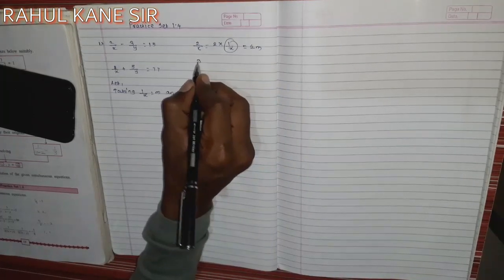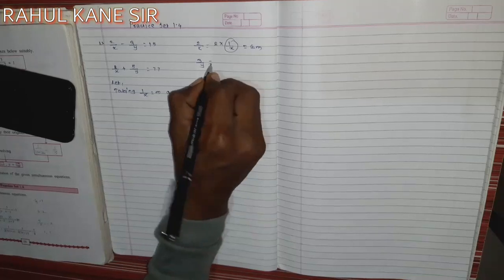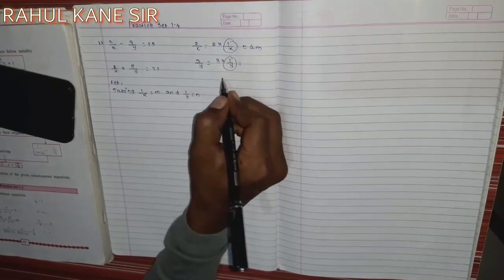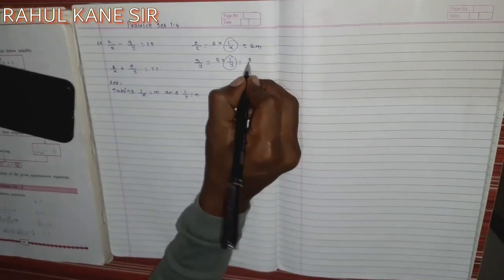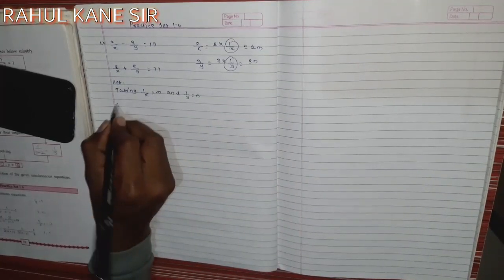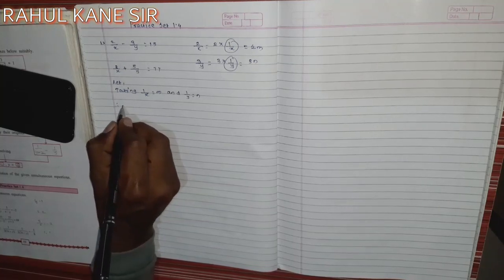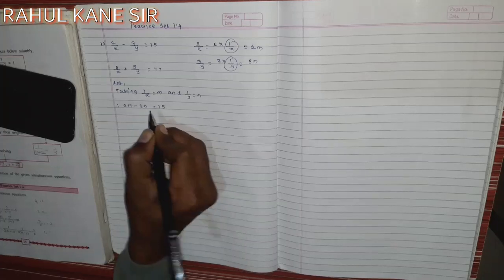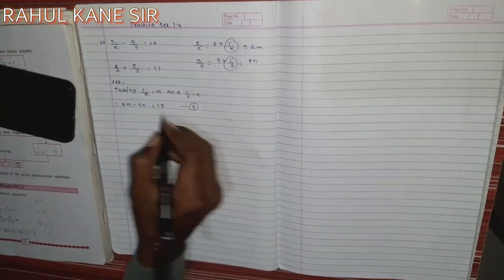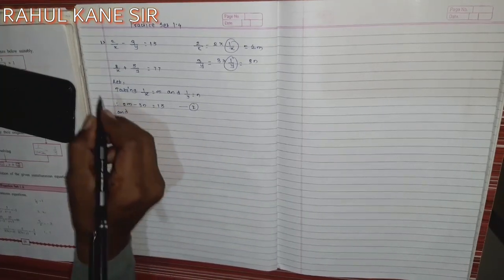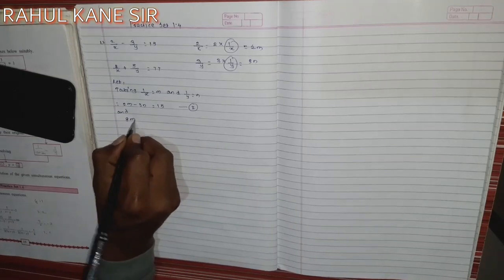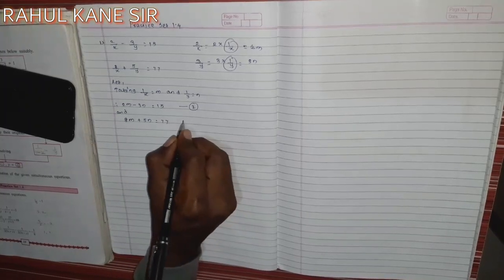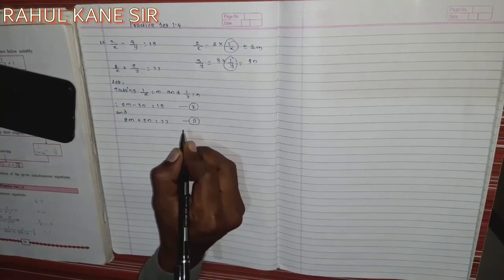Next part is 3 upon y. 3 upon y means 3 multiplied by 1 upon y. For this 1 upon y we have assumed n, so we get 3n. So our first equation is 2m minus 3n equals 15, equation number 1, and similarly we will get 8m plus 5n equals 77, equation number 2.